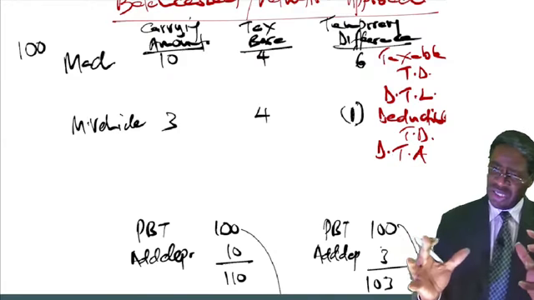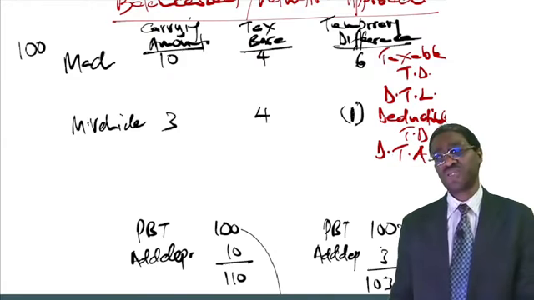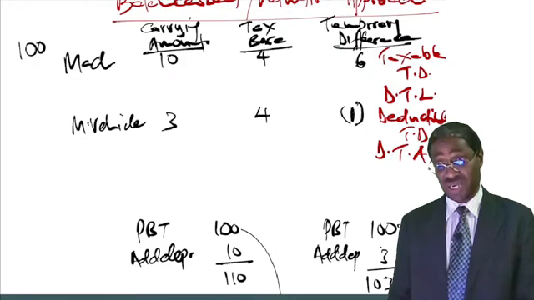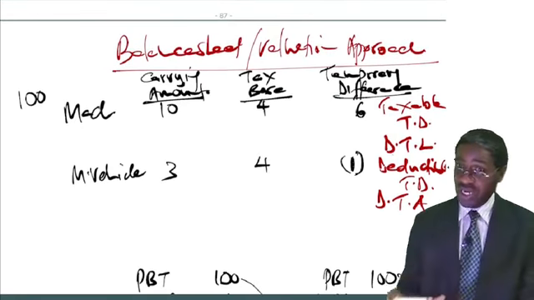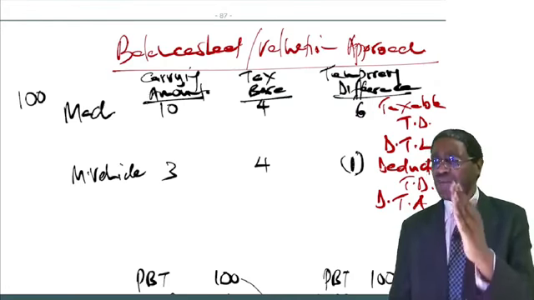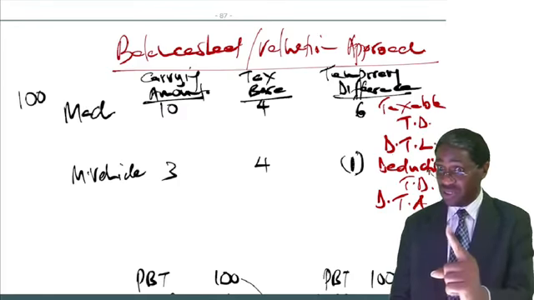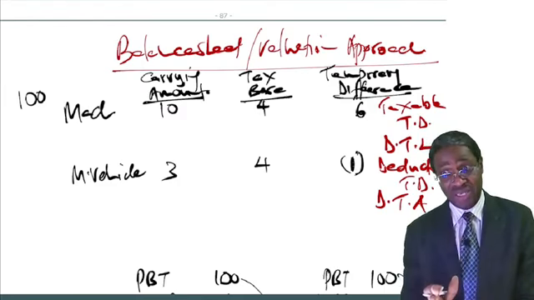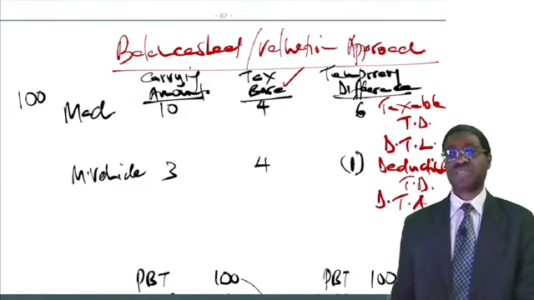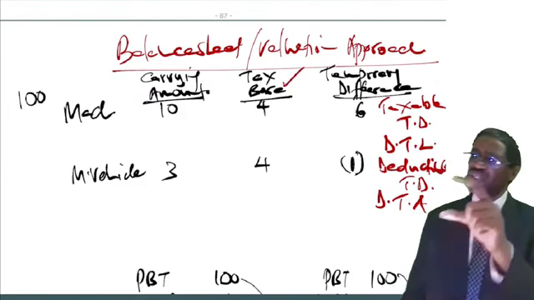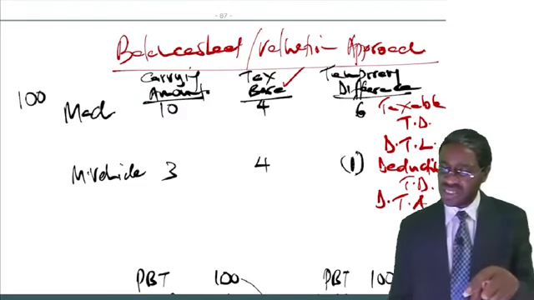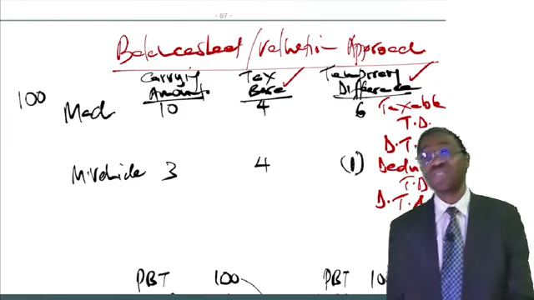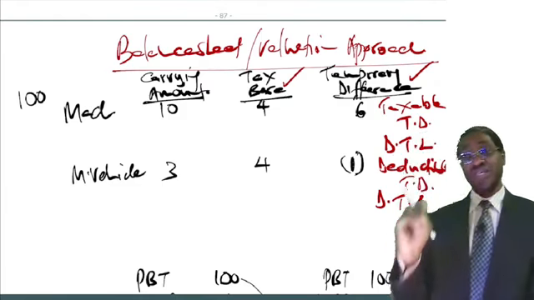So I hope you are now getting an idea of how we normally use the balance sheet or valuation approach to compute what we are calling deferred tax. The approach is where you compare the carrying amount of an asset or liability, because the balance sheet includes liabilities, with its tax base. Then I've said the difference between the carrying amount of an asset and its tax base, we have called it a temporary difference.